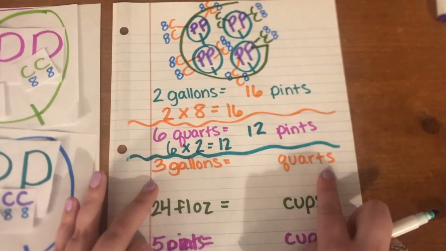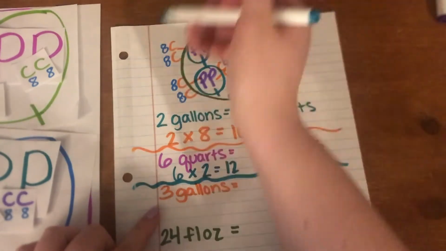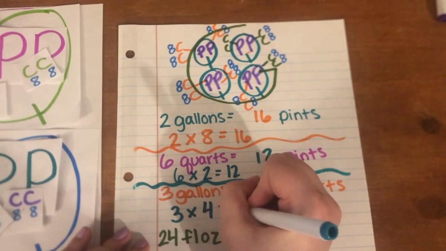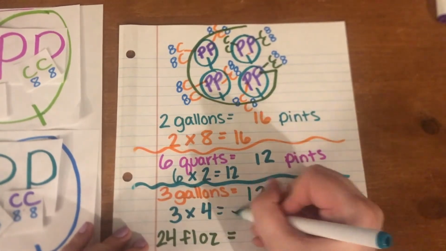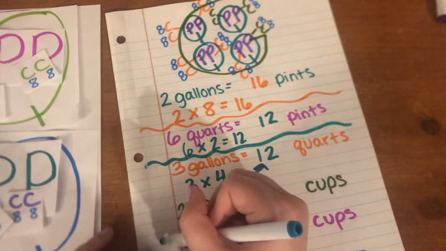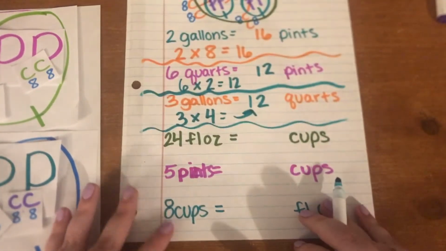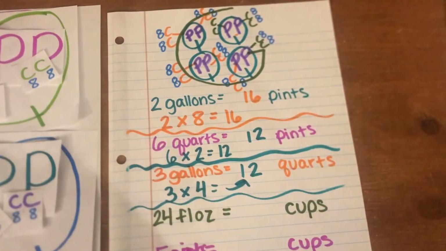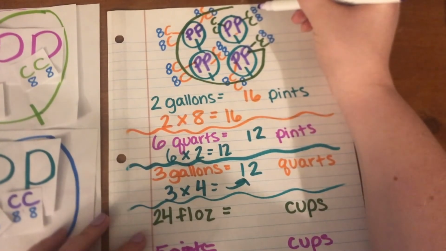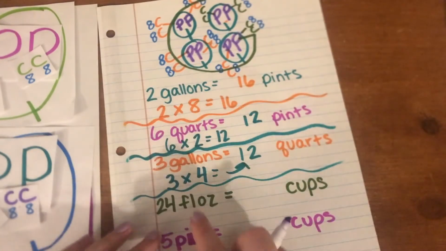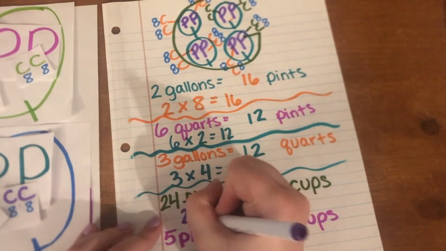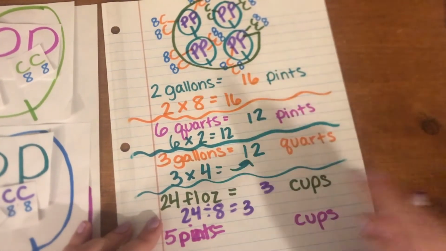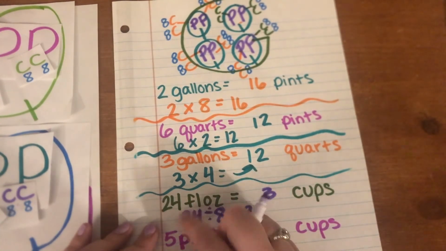Now, gallons to quarts. In 1 gallon, I have 4 quarts. So 3 groups of 4 would give me 12 quarts. Let's do another one. 24 fluid ounces equals how many cups? Well, let's see. In 1 cup, there are 8 ounces. So I'm going from small to big this time, so 24 divided by 8 would give me 3. So there are 3 cups for 24 ounces.